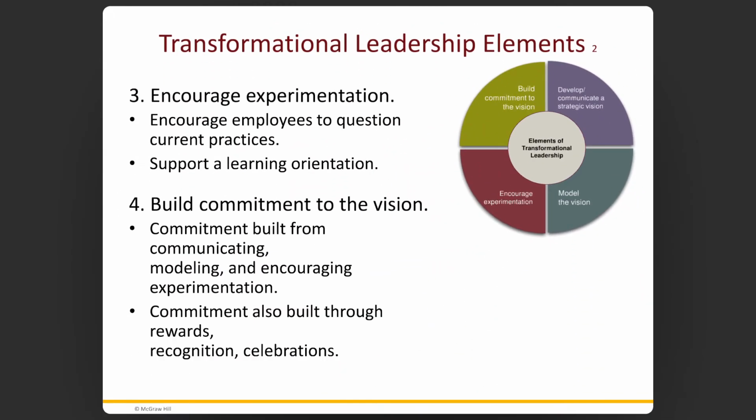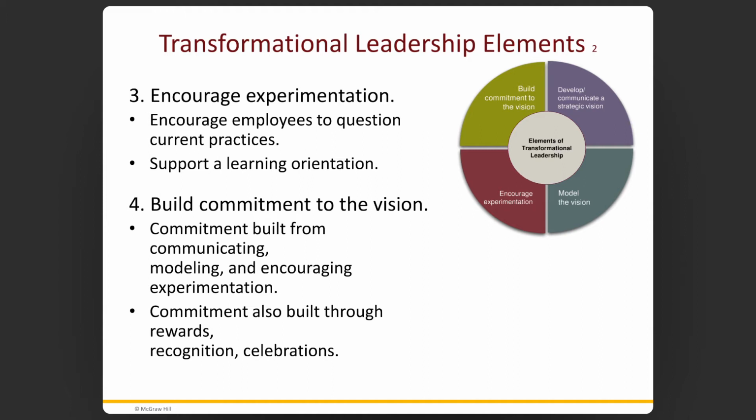And then transformative leadership has some other elements. Now, we've talked about number one, developing and communicating the vision. Number two, modeling the vision, but also number three, it encourages experimentation. In order for change to happen, there has to be some freedom to experiment. It's necessary. It's vital. So, a transformative leader encourages questioning of current practices. He encourages discovery and trying out new practices, a learning orientation. As a transformative leader, he encourages that.